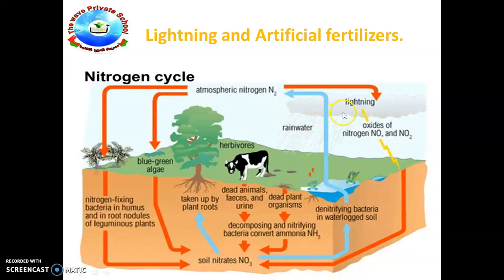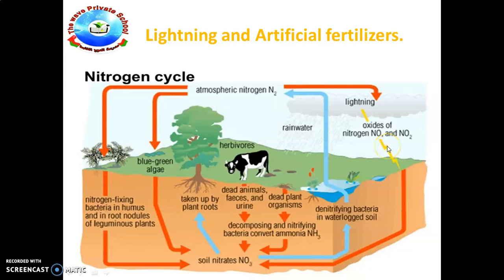Sometimes when we have rain, we can see lightning also. When the lightning is forming, it makes some of the nitrogen gas in the air combine with the oxygen. That means the nitrogen present in the air combines with the oxygen to form nitrogen oxides, that means NO and NO2, that is, nitrogen oxide and nitrogen dioxide.